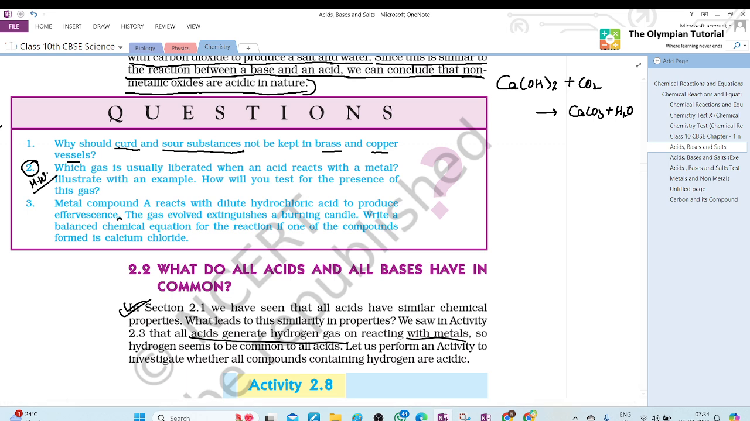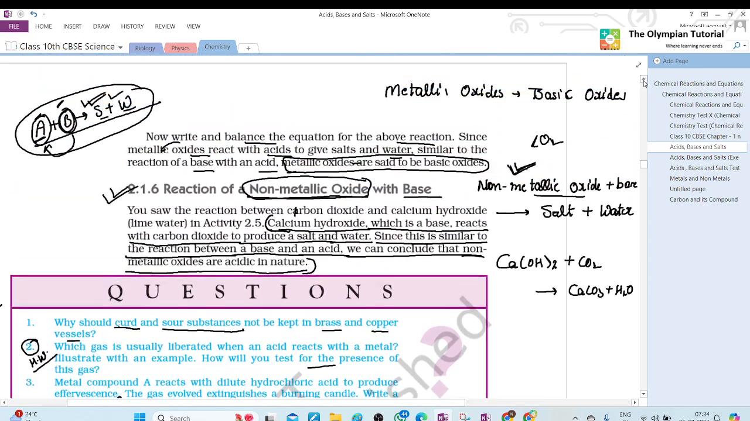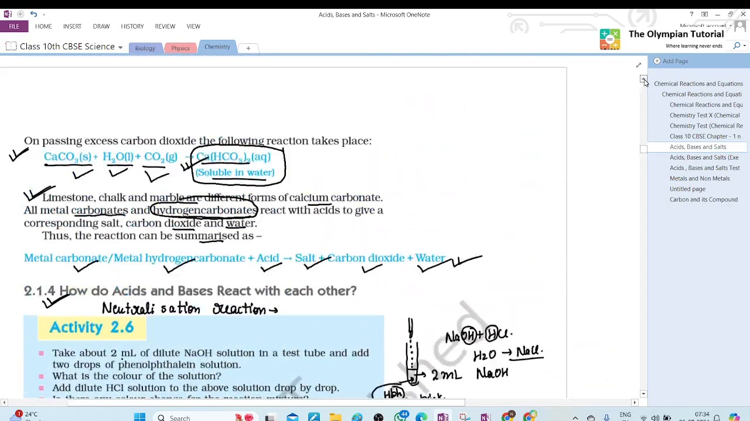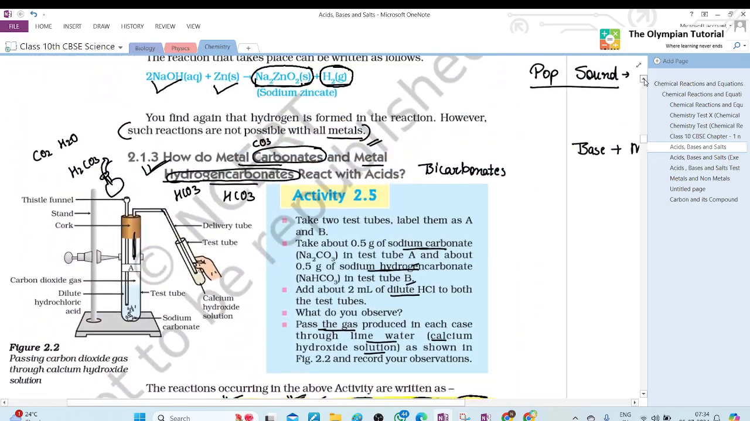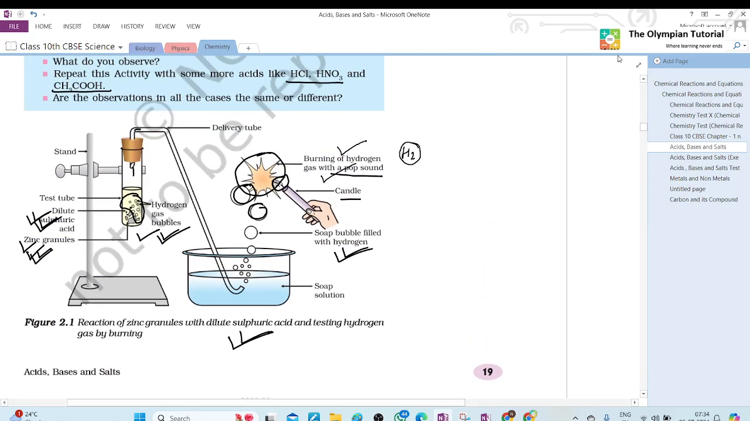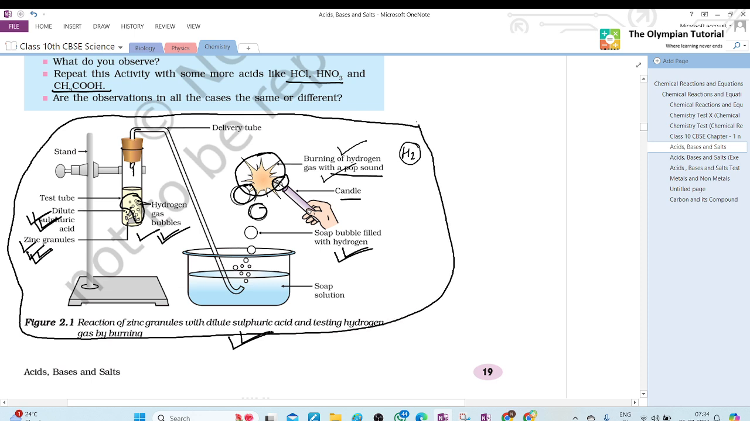We can give a reaction as an example. Which gas will be liberated? Hydrogen. Hydrogen gas, and for its presence, you will show this activity, that the hydrogen gas burns with a pop sound. Ma'am, do we have to write the activity, or can we just write that we bring a burning candle next to it and it burns with a pop sound? You can write simple statements, but the diagram you have to give.